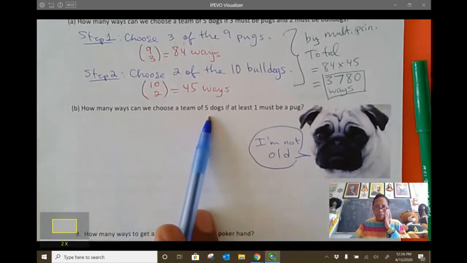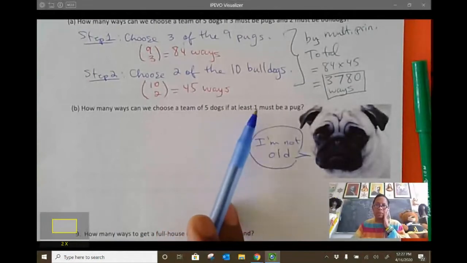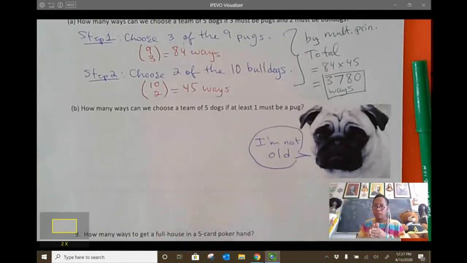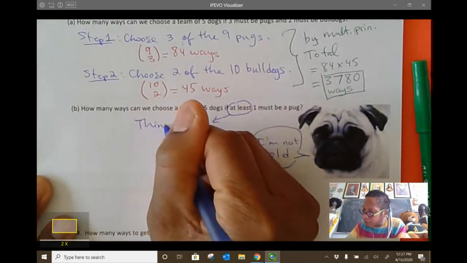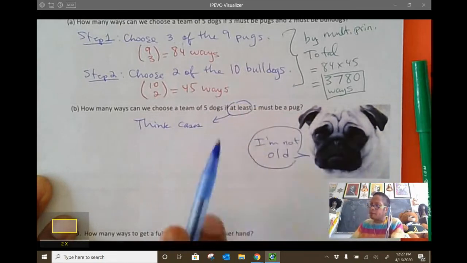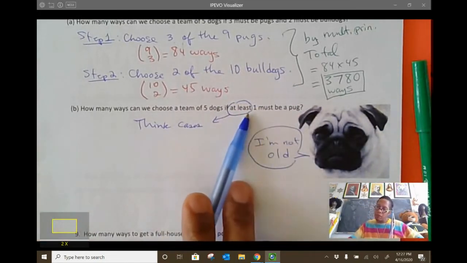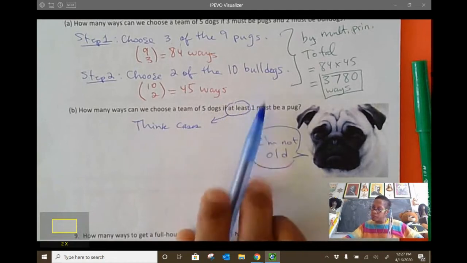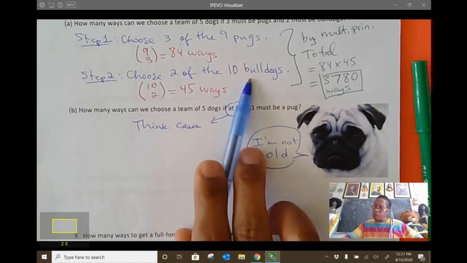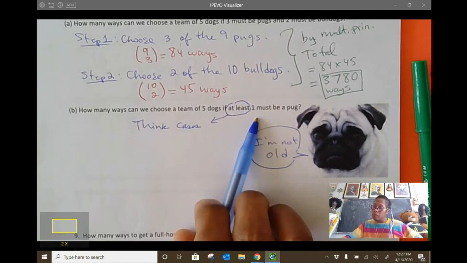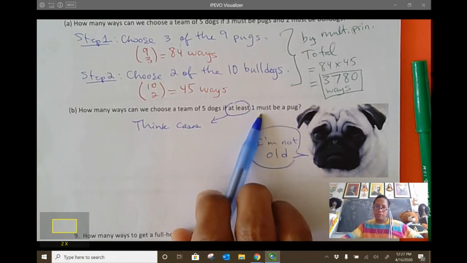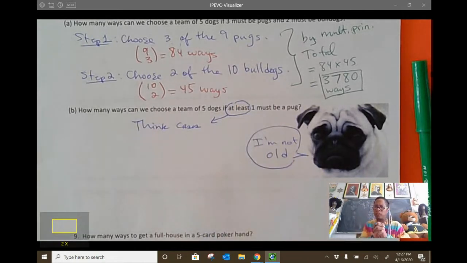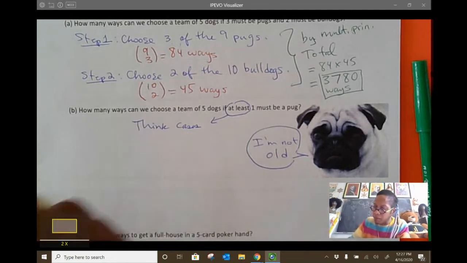How many ways can we choose a team of 5 dogs if at least 1 must be a pug? So at least, every time you see that, as I said before, think cases. So at least 1 pug. So I can have exactly 1 pug and 4 bulls, or I can have 2 pugs and 3 bulls, or 3 pugs and 2 bulls, or 4 pugs and 1 bull, or all 5 can be pugs. That's 5 different cases. That's way too many. So we think about the opposite.